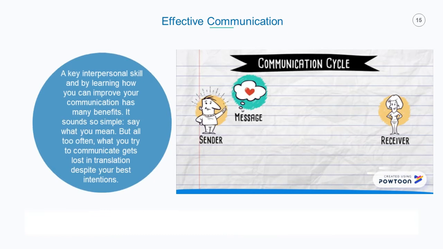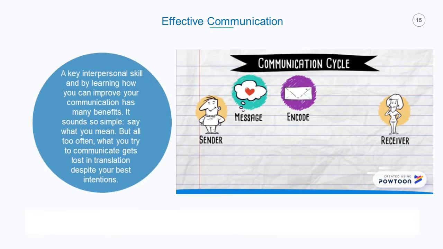So now we arrive at our fourth component, which is the encoding phase. To encode is simply to package the message. And you really only have 3 different options. They are either verbal, nonverbal, or both. Our sender has decided that a love letter would be the best way to encode his message.